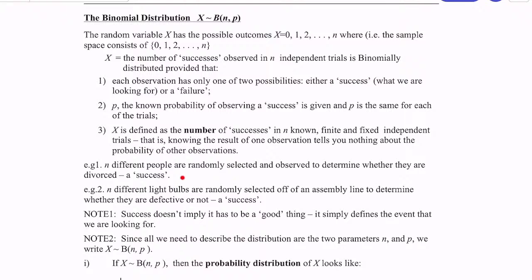So for example, n different people are randomly selected and observed to determine whether they are divorced. And we'll call divorce a success. People wouldn't think that's always successful, but sometimes it actually is. But anyway, that's beside the point. That's what we're looking for, so we call it a success.